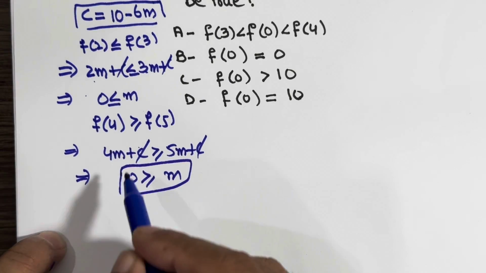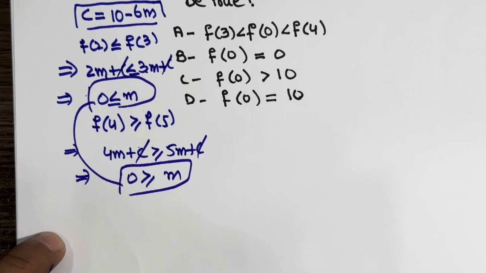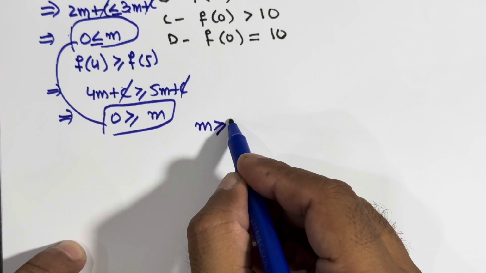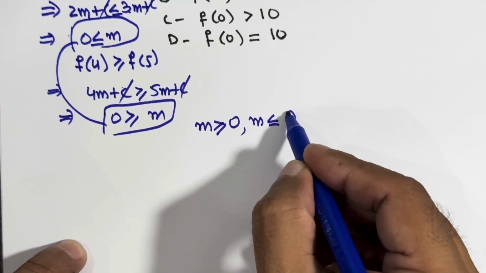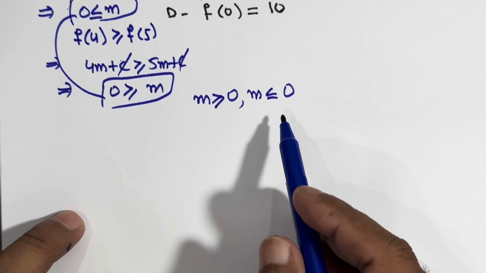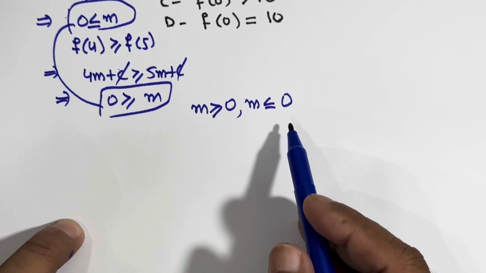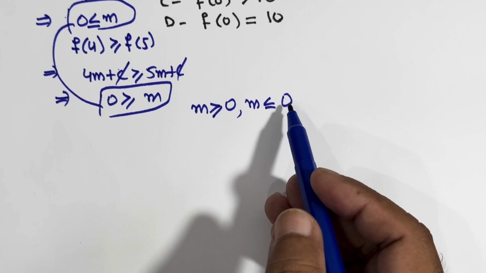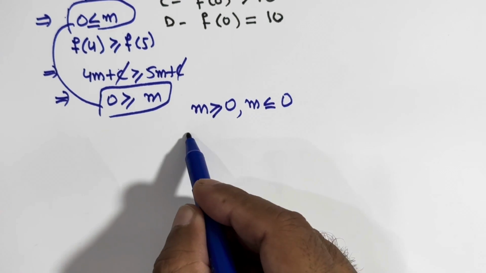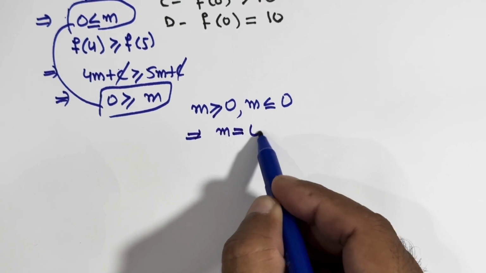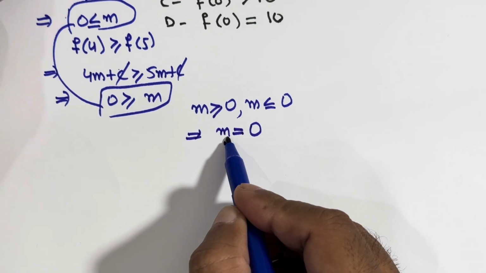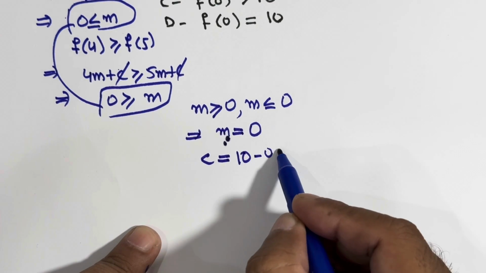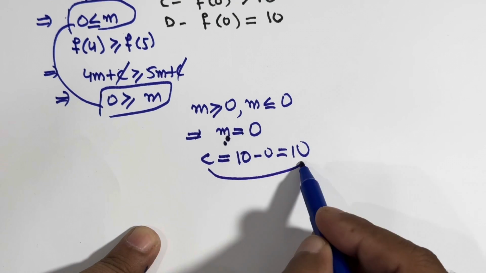Now you have these two relations. So from here we have m is greater than or equal to 0 and m is less than or equal to 0. So these two expressions will hold only when m is greater than or equal to 0 and also m is less than or equal to 0. This is possible only when m is equal to 0. So we have m is equal to 0. If m is equal to 0, then from here c will be equal to 10 minus 0, that is equal to 10. So we have c is equal to 10, m is equal to 0.